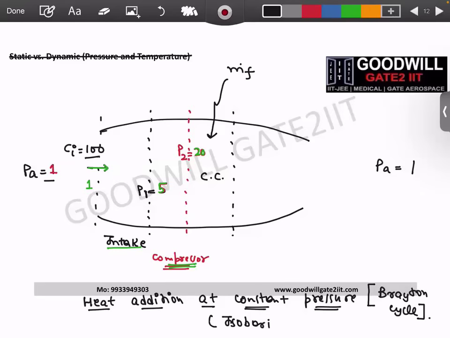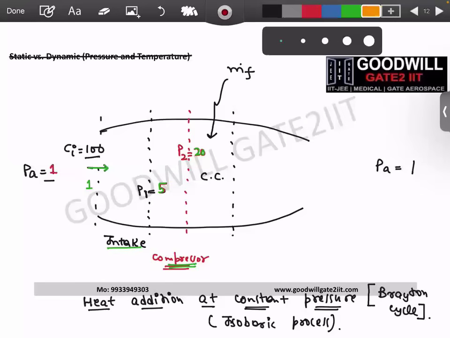Now, again, I don't expect you to know this, but because Felicia asked this doubt, I'm explaining this concept, because everything should be clear when I wrap up the lecture, right? So you're adding heat at constant pressure. And in thermodynamics, we name this cycle the Brayton cycle. So all your gas turbine engines, turbojet, turbofan, turboprop, ramjet, scramjet, all work on the Brayton cycle. That means heat addition at constant pressure.